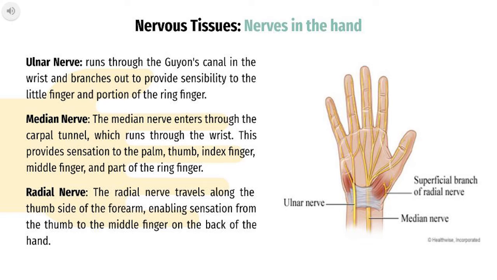The second nerve is the median nerve, which crosses the wrist through a tunnel called the carpal tunnel, and the median nerve provides sensation to the palm, thumb, index finger, middle finger, and part of the ring finger. Lastly, we have the radial nerve, which runs down the thumb side of the forearm and provides sensation to the back of the hand, from the thumb to the middle finger.